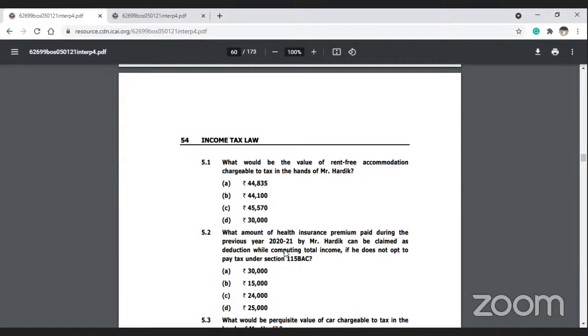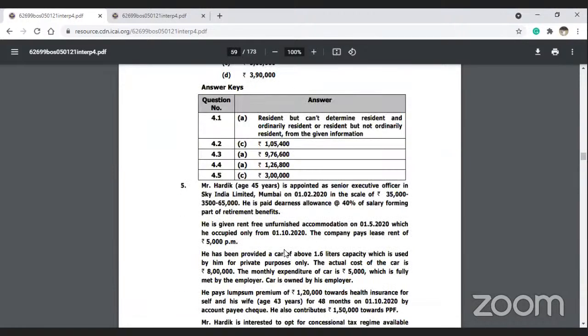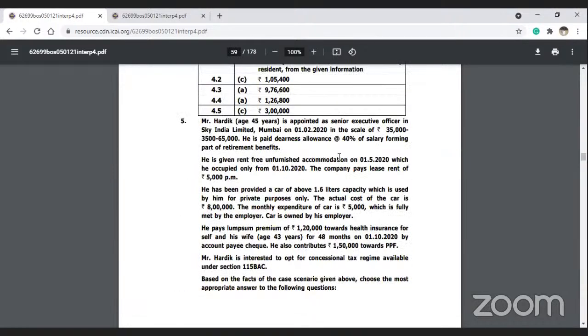Okay, so first question is what would be the value of rent-free accommodation chargeable to tax in the hands of Mr. Hardik? So rent-free accommodation. He's given rent-free unfurnished accommodation on 1st May, which he occupied only on 1st October. And the company pays lease rent. So that is 5% of salary.